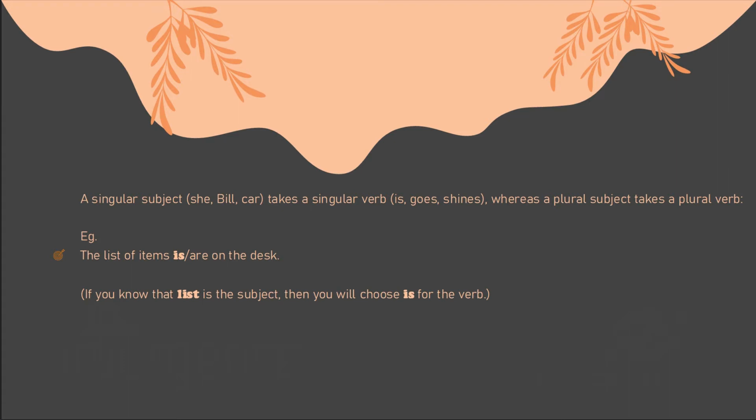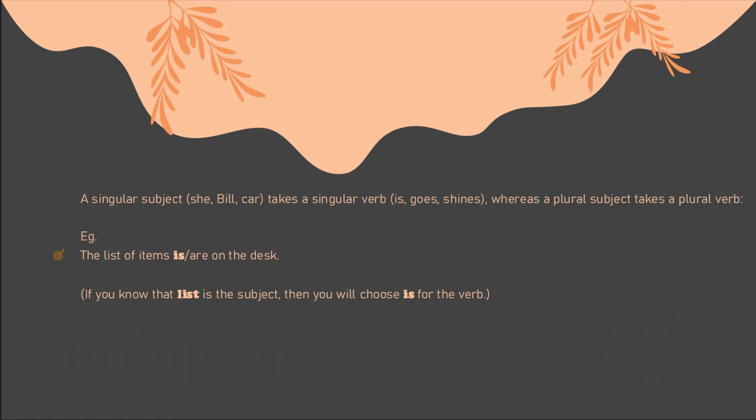If you look at the first example, the list of items, the sentence seems to have a subject in the plural form. However, the subject has been replaced by a collective noun called list. So when we have a list of items, the list becomes singular. Hence, we apply is instead of are. That's the base rule.